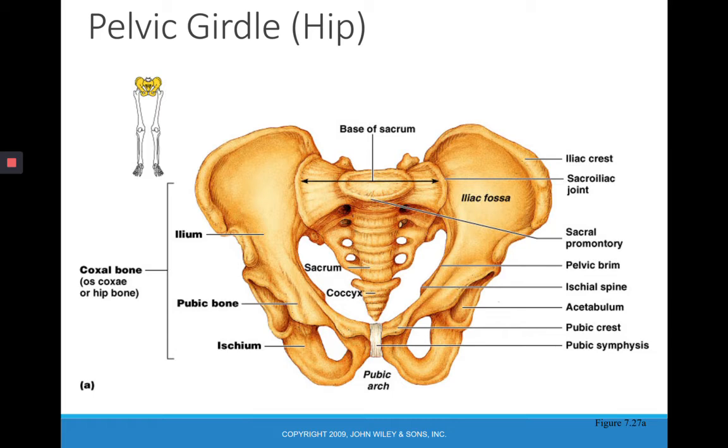A major structure on the pelvic bones is the acetabulum. You can also call it the acetabulum. This is a really deep cavity where the head of the femur would sit.